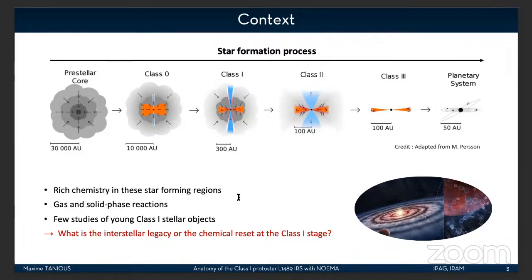And there were some studies about the early phases, like the prestellar core and the class 0 phase, and the late stage, like the class 2 phase. But there were few studies of young class 1 stellar objects. And there is one question that is raised: what is the interstellar legacy, or the chemical reset, at this class 1 stage?